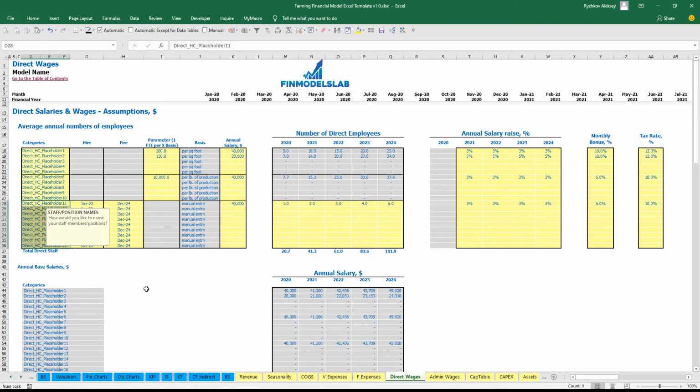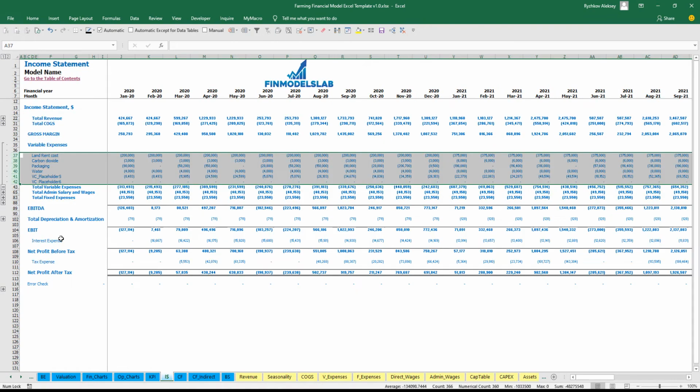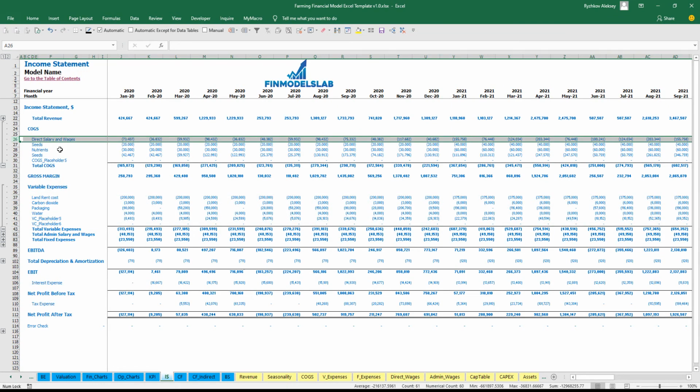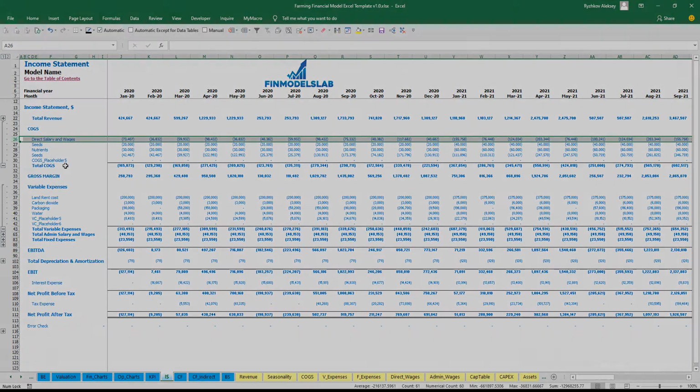And the final type in this case is to set up your direct headcount as just hire date, for example February 20, fire date can be the last date of the model, and the basis is manual entry. You can set up the salary as well, $10,000, and you can adjust numbers of direct employees manually: 2, 4, 6, 8 and 10. In the income statement under the COGS section you may see the direct salaries and wages calculation, so it's a part of your cost of goods sold.